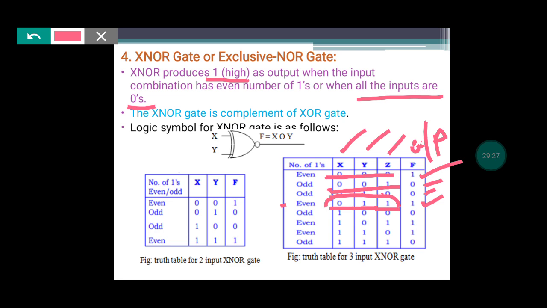Okay, now the next one, see 1 0 0. 1 has appeared how many times? 1 has appeared here an odd number of times. Yes, so when 1 has appeared an odd number of times, the output will be low, that is 0.